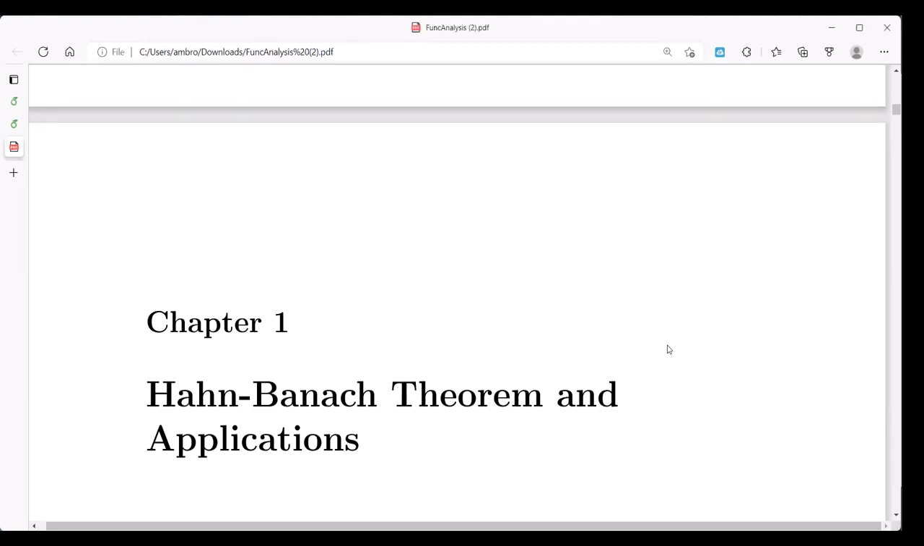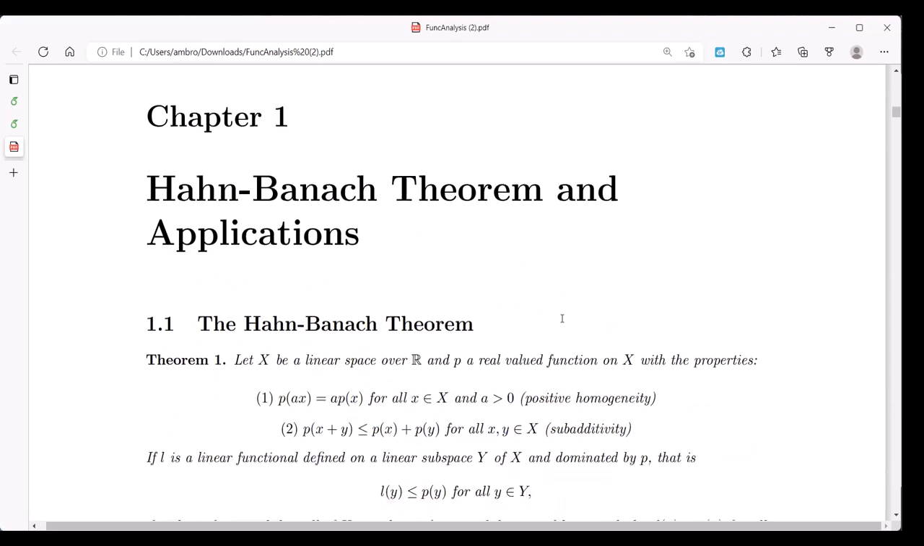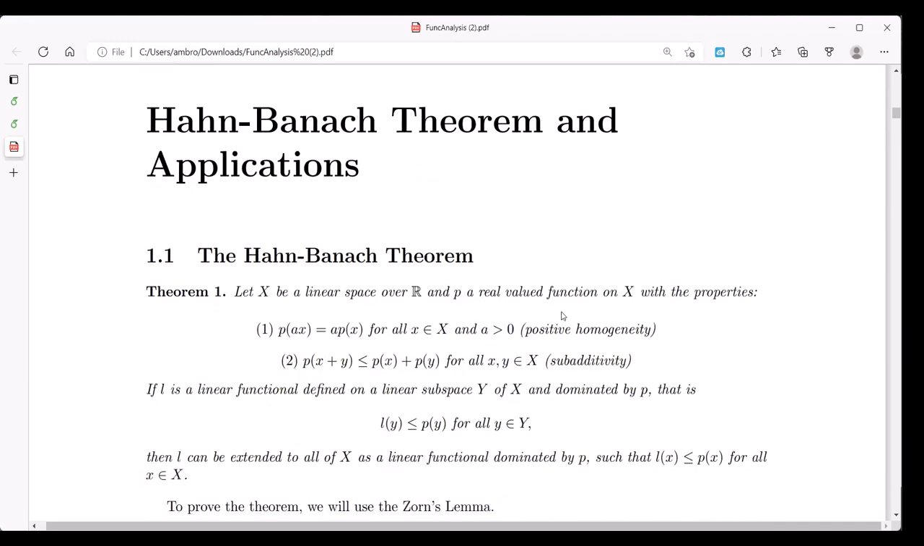Okay, so we start this course with chapter one, and it's the Hahn-Banach theorem and applications. So let us look at this theorem. You consider a linear space X over R. So you're familiar with these objects.